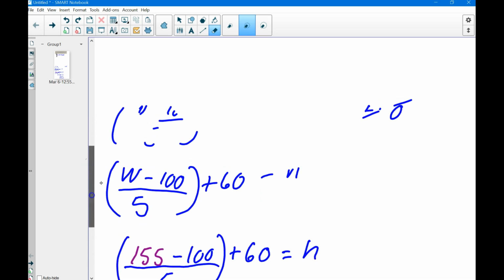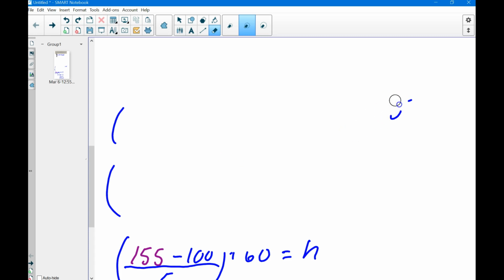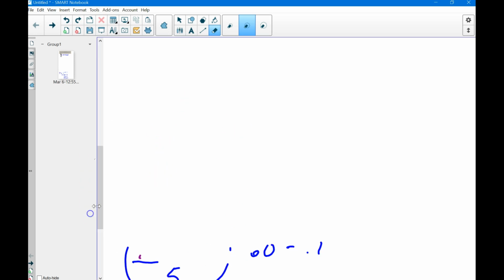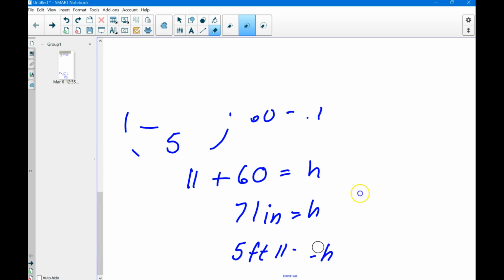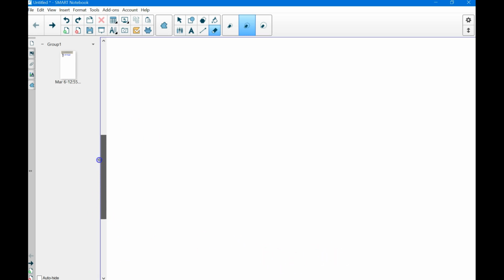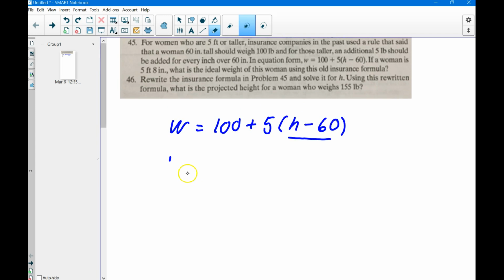Now this way may be a little more complicated in one sense, but hopefully the combined explanation will make it better for you. Let's show you how it's happening here. This is just me erasing things. Maybe an easier way to do it. Okay, coming back to the top here, we had this problem: W equals 100 plus 5 multiplied by H minus 60.